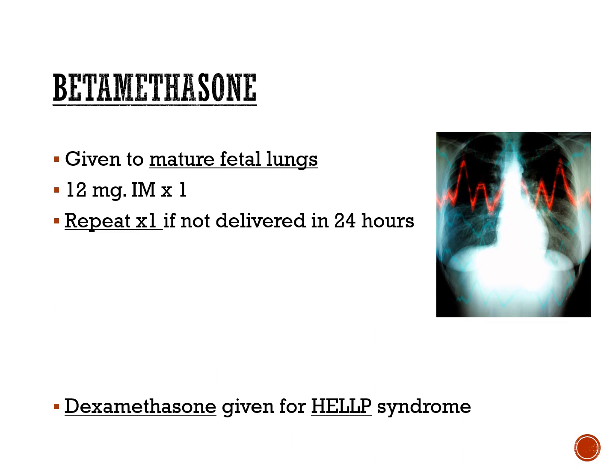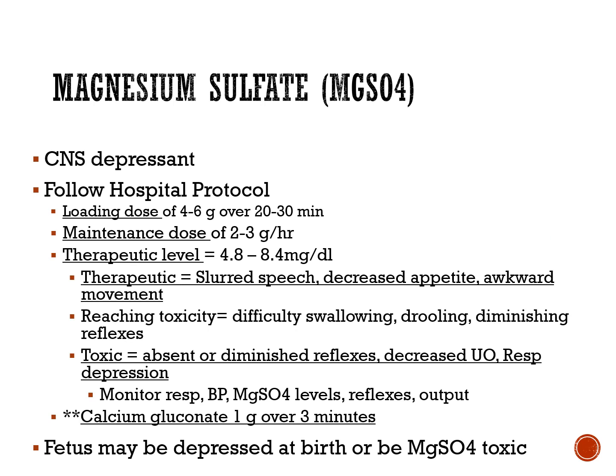Dexamethasone is given for HELLP syndrome, so it's a higher potency than that betamethasone. The other medication you're going to see used when you have preeclampsia is that mag sulfate.